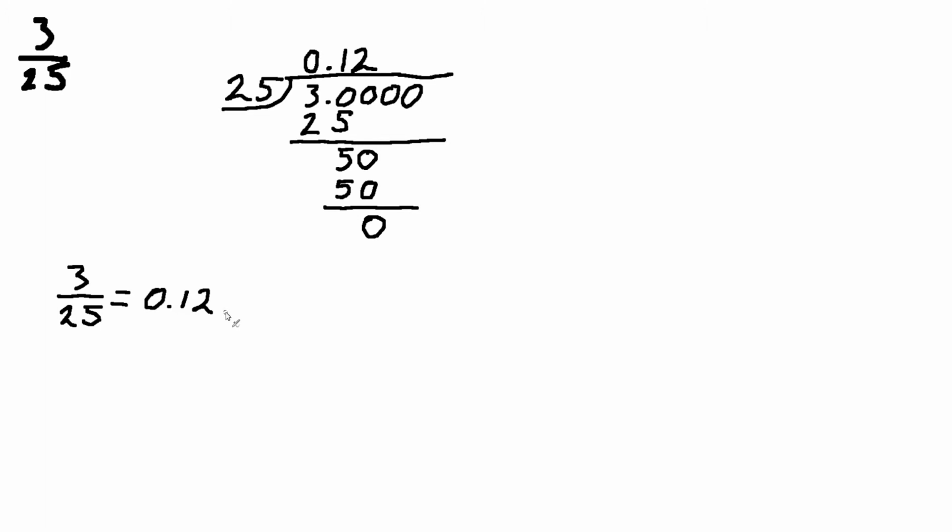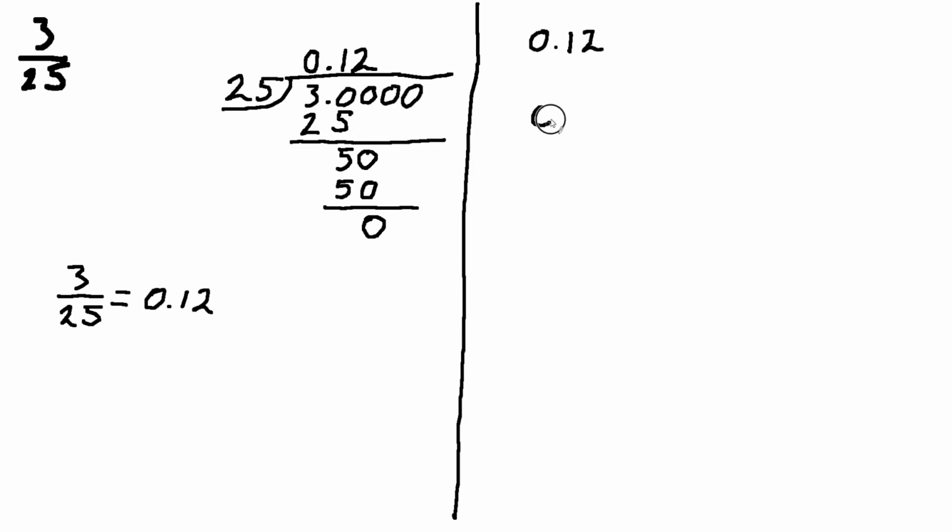Now, a natural question to ask is, how do we go into the other direction? So starting with the decimal, how can we turn that into a fraction? So let's just do that here on the other side. So now we start with 0.12. And we ask ourselves, how can we change this into a fraction? So first we notice that 0.12 is the same as 0.12 divided by 1.